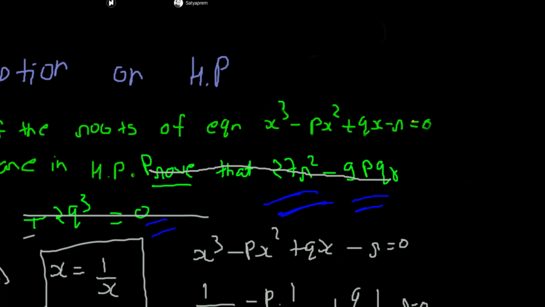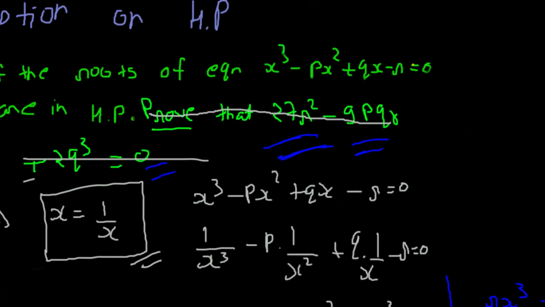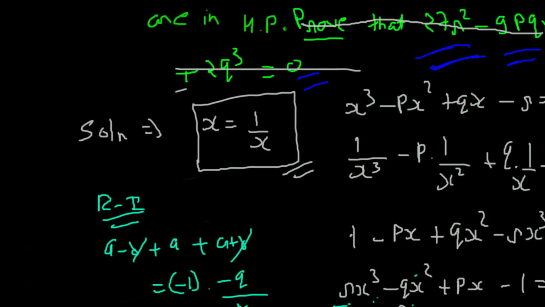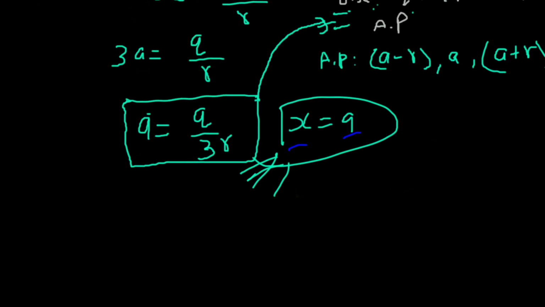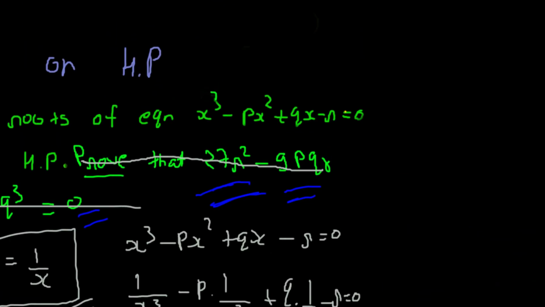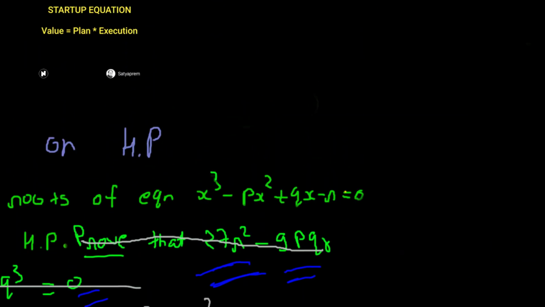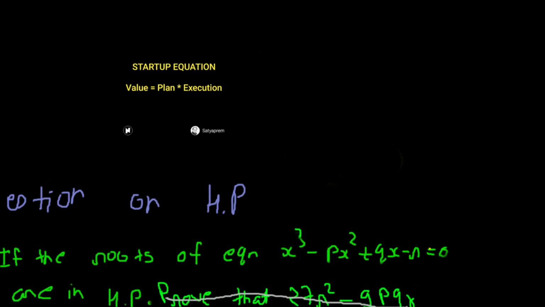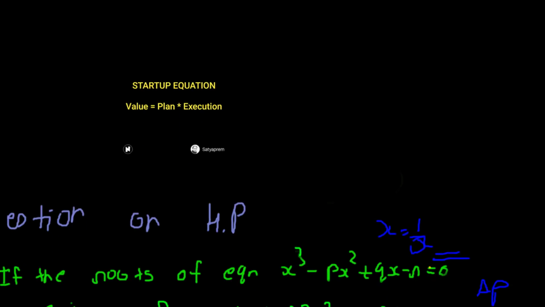So you know how we are going to solve this. If anything is in HP, just put x equals 1 by x. The new equation will be in AP, and a little bit it will get messy now because of a lot of stuff I had done. Just solve it and you will organically understand how to solve this. So that's it. I hope you understand how to solve the questions of HP. It's very simple. Just put x equals 1 by x. That's it. A new equation will be in AP, and you're going to know how to solve this.